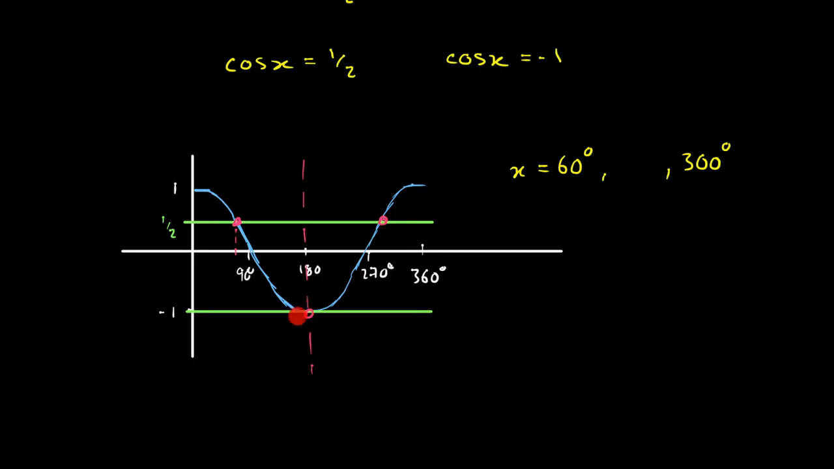Okay, then lastly, this point here, if we do cos inverse of negative 1, what we're going to get is 180. So I just put that in there, 180. And so our answers should be 60 degrees, 180 degrees, and 300 degrees.